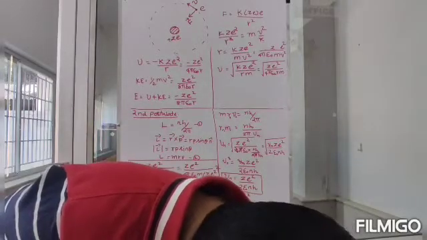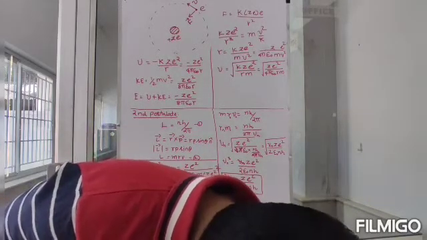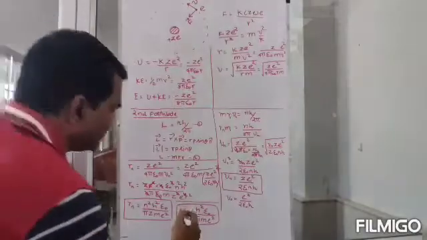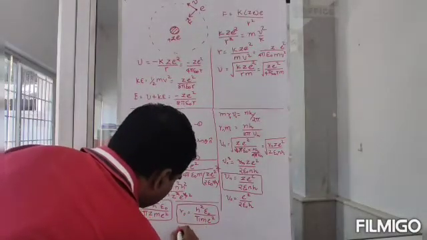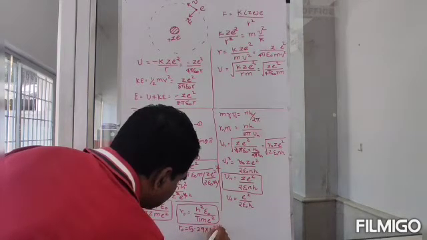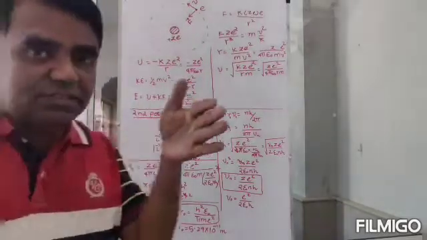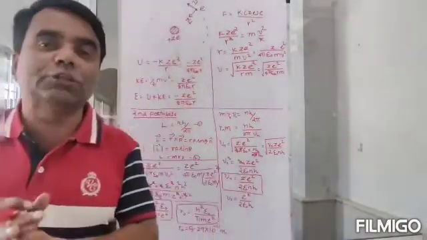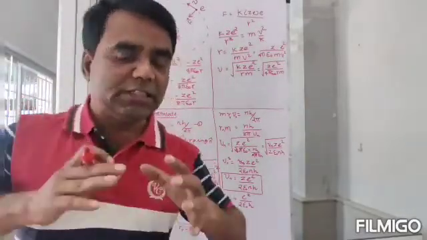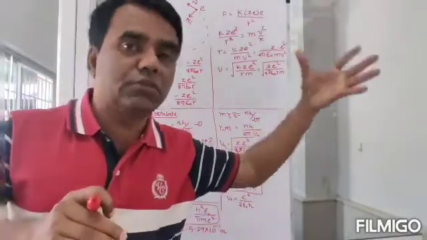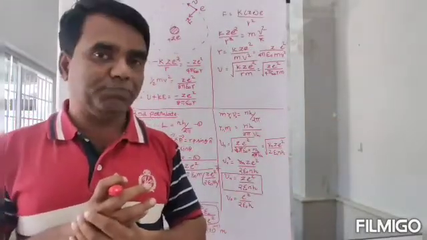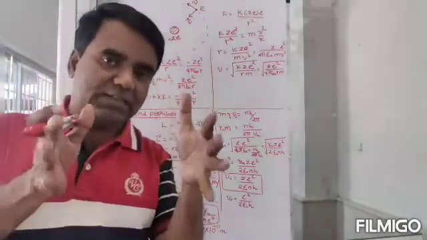If I put these numbers, then it gives me 5.29 × 10^-11 meters. So this R naught is actually equal to 5.29 × 10^-11 meters. That's the radius of the unexcited electron in hydrogen. If you excite it, if you give it energy, then it will go from that orbit to another, longer orbit. Then the radius of the hydrogen atom will change. But this is the radius of the unexcited atom.